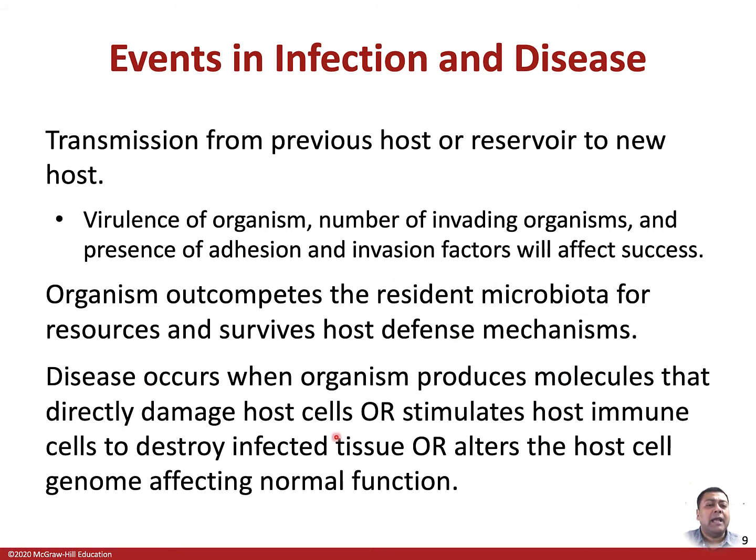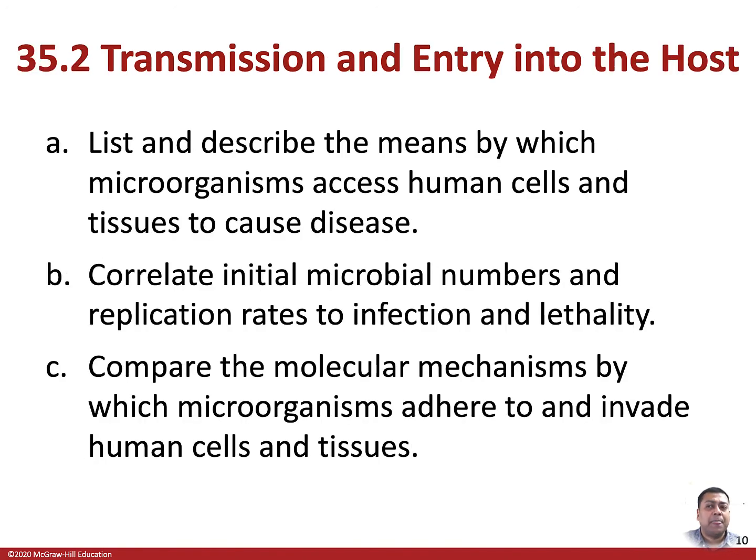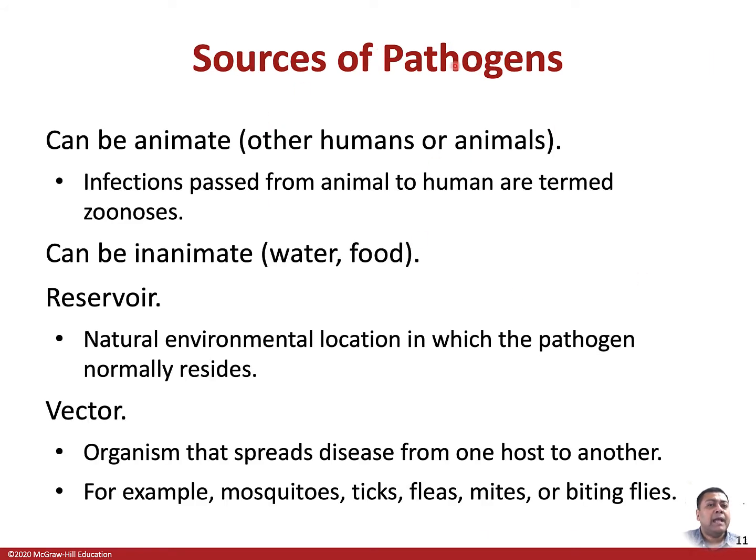Now, the disease occurs when the organism produces molecules that directly damage the host cell, or stimulates the host immune cells to destroy infected tissues, or alters the host cell genome to affect its normal function. And we're going to see a lot of examples of this. The next part that we are looking at is the transmission and entry to the host, and how the pathogens are successful in doing so. The sources of pathogen can be animate.